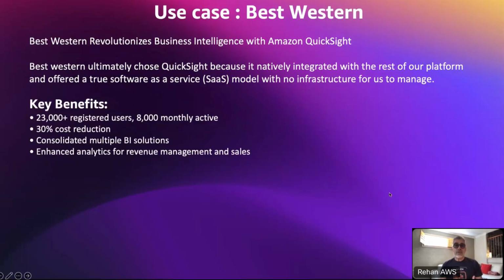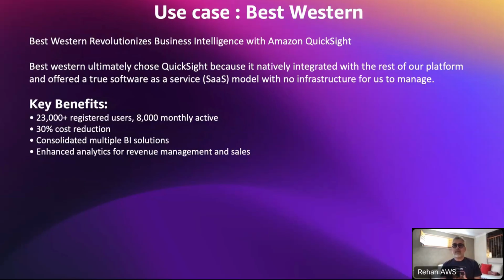Out of which, as we've said, what QuickSight offers is a democratization of the BI service. They've got 23,000 plus registered users, 8,000 monthly active users, and we charge based on the active users. So even though you'd have 23,000 users who have registered on QuickSight, they only pay for the active users who are using that service, which provides benefit in terms of cost reduction, 30% to Best Western.